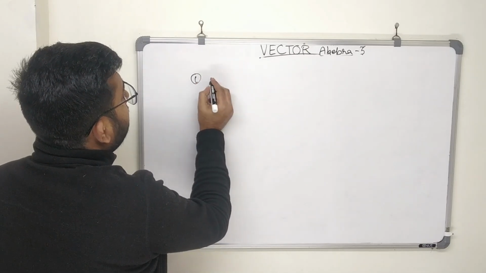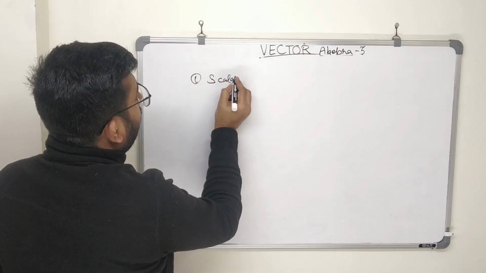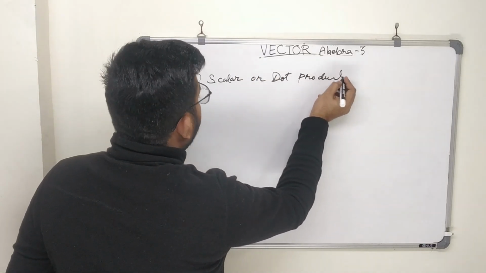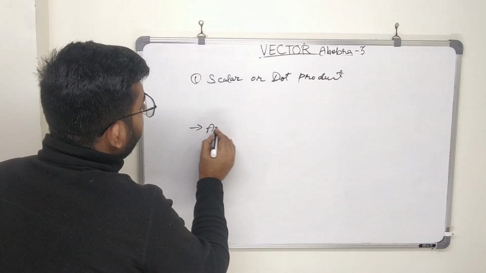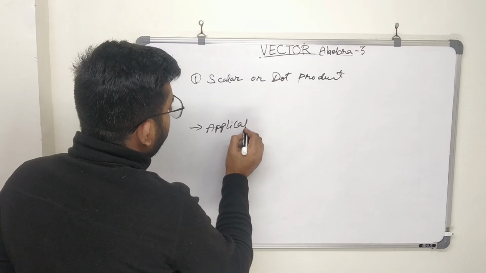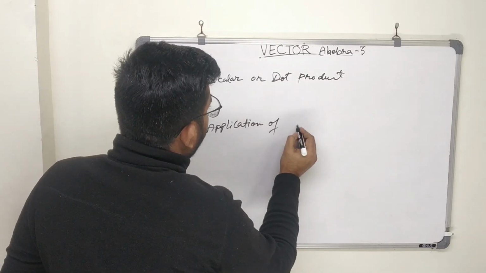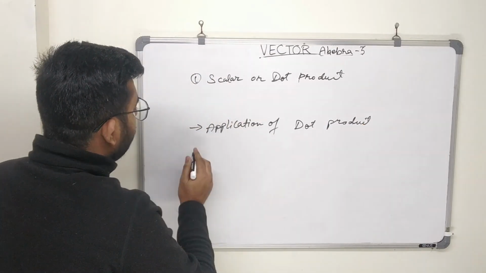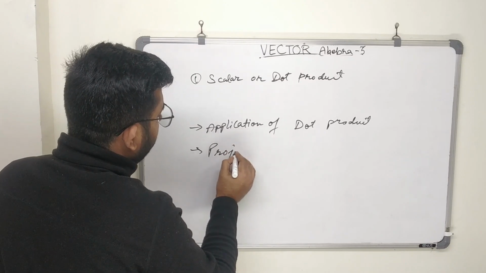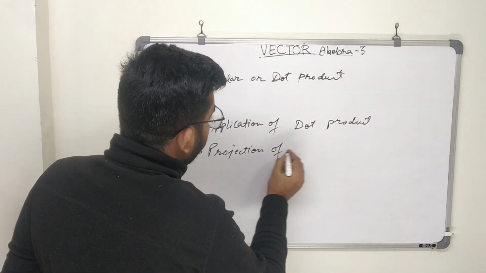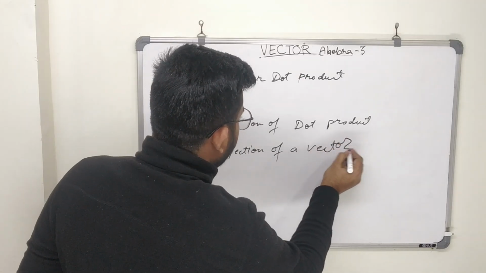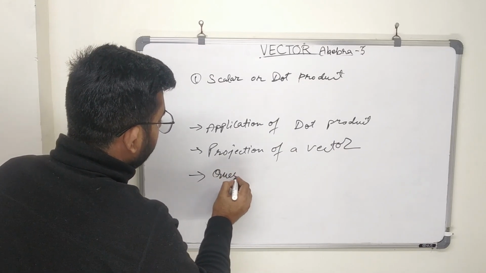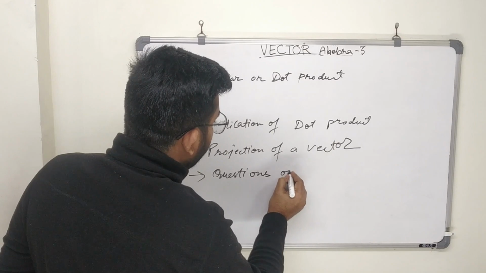That is, first one is scalar or dot product. We also studied the application part of dot product, and we also studied projection of a vector. And we did some questions on these concepts.